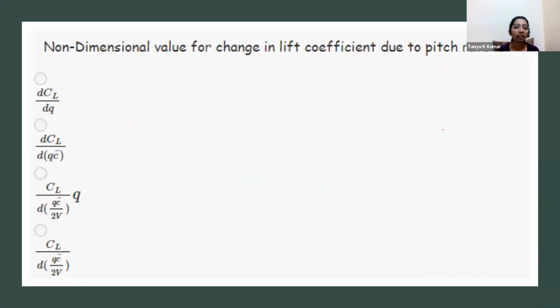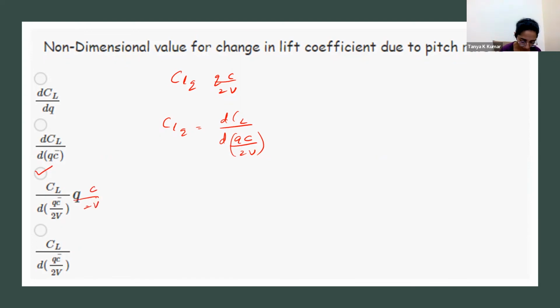The last question is, non-dimensional value for change in lift coefficient due to pitch rate is. So change in lift coefficient, what was that? The CLQ into QC by 2V. CLQ was what? It was DCL by D QC by 2V, right? So I believe that the option is this, but it should have a QC by 2V, okay? But this is the option.